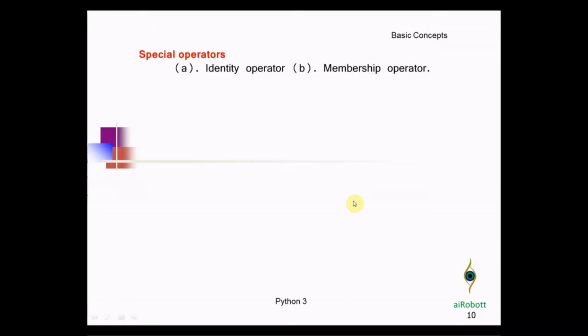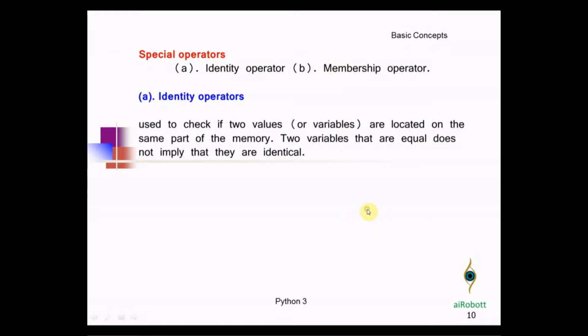In special operators, Python language offers some special type of operators like the identity operator and membership operators. First one is the identity operators. Identity operators are used to check if two values or variables are located on the same part of the memory. Two variables that are equal does not imply that they are identical. Let's check these identity operators.